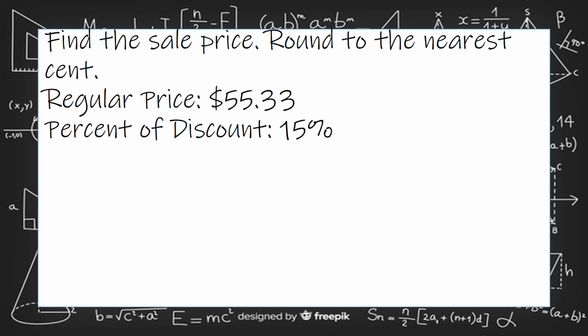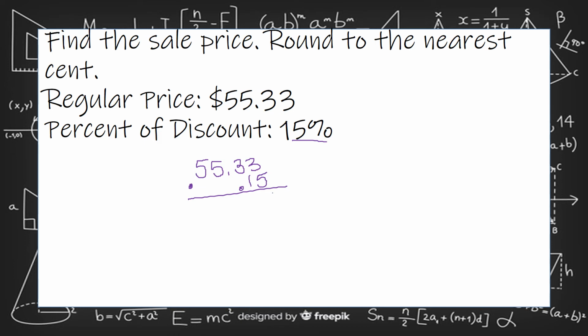Find the sale price, round to the nearest cent. Okay, so the regular price is $55.33. The discount is 15%. The easiest way to do this is to multiply by 0.15. Okay, and then we'll subtract it from the cost because we'll subtract the discount from the regular price after we've already multiplied. So let's start by multiplying.